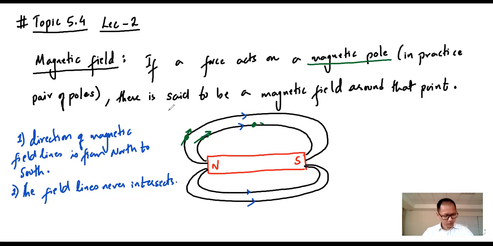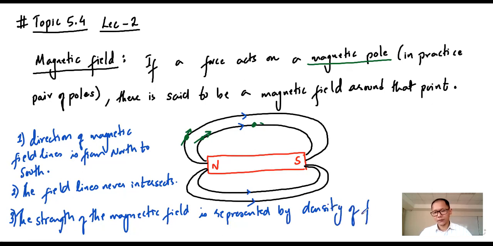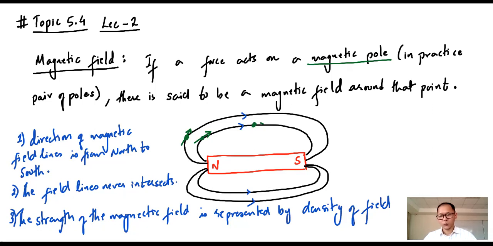And the third point is the fact that the strength of the magnetic field is represented by the density of the field lines. So these three points are pretty straightforward and very important for you all to remember.